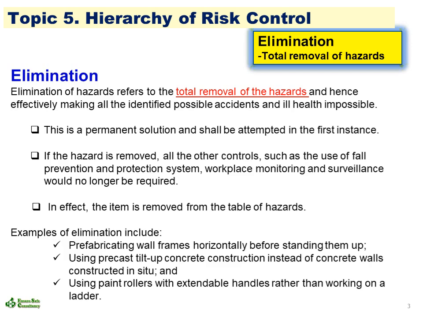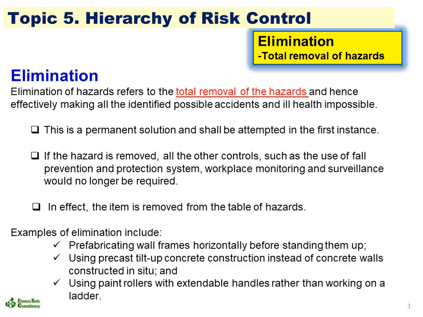Now we discuss the best risk control, which is elimination. Total removal of hazards. Elimination of hazards refers to the total removal of the hazards and hence effectively making all the identified possible accidents and ill health impossible. This is a permanent solution and shall be attempted in the first instance.